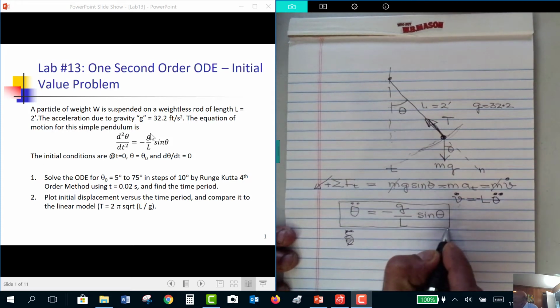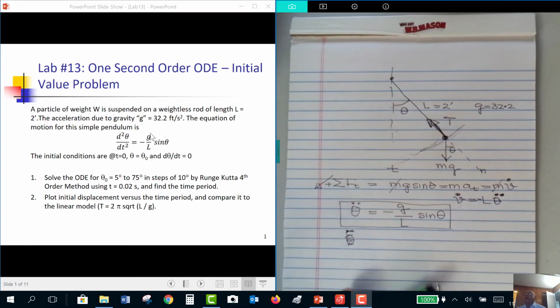Since it's a second order differential equation, we need two initial conditions. So our two initial conditions are at t is equal to 0, theta is equal to theta 0, so some initial displacement, and we'll just let it go. So our angular velocity would be 0. Right?